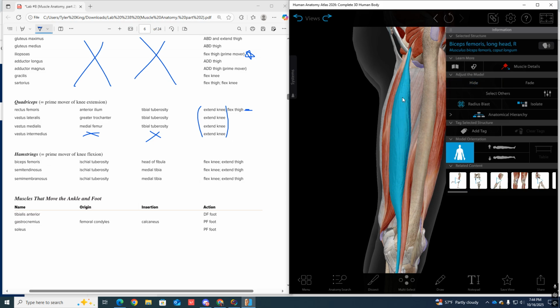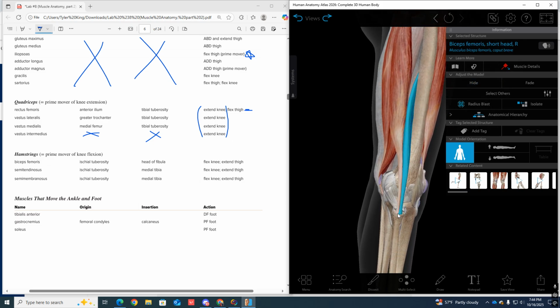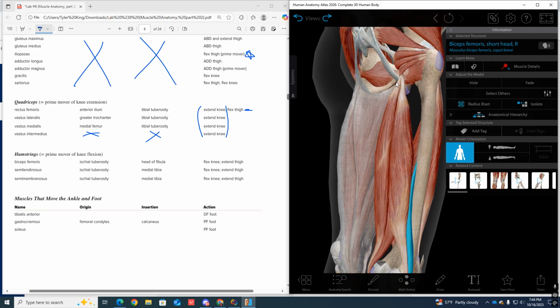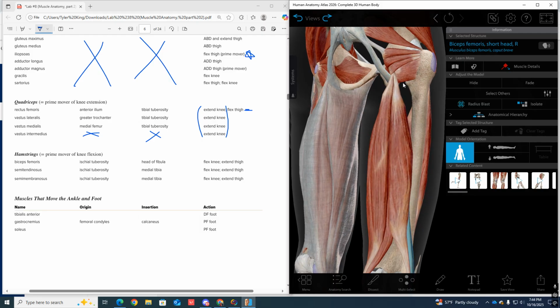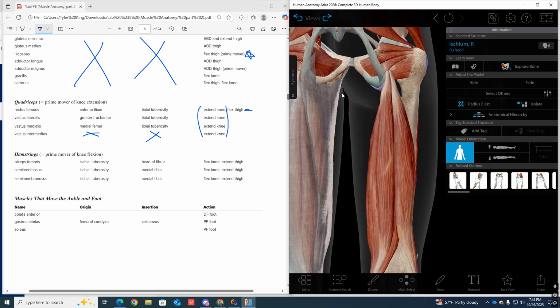So we can see the long head here, and then we can see the short head running just next to it. And they both have an origin at the ischial tuberosity. Remember, this is your sitting bone. This is the bony landmark that you're sitting on every time you're sitting. Probably right now what you're doing. You're sitting on your ischial tuberosity. Originates up there, as we can see all these muscular tendons coming off that ischium right back here, as it's indicated. Perfect.